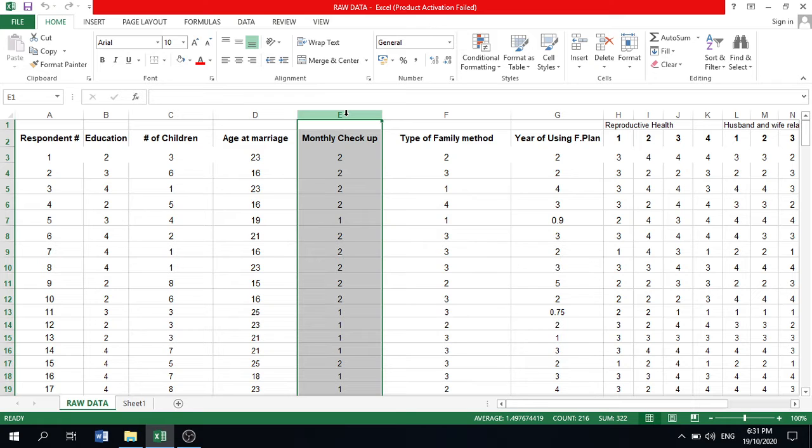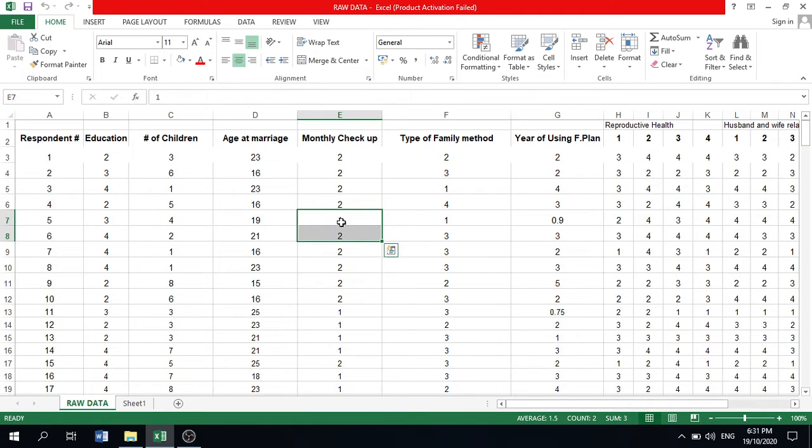So basically, what do the number 1 and number 2 say? These are what you call nominal data, in a sense slightly ordinal. How is it slightly ordinal? Slightly ordinal, but nominal at the same time. Basically, 1 and 2 are responses. But what do they represent? The number 1 represents irregular, and number 2 regular.